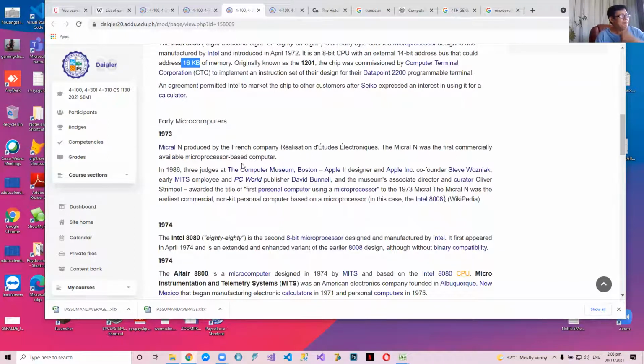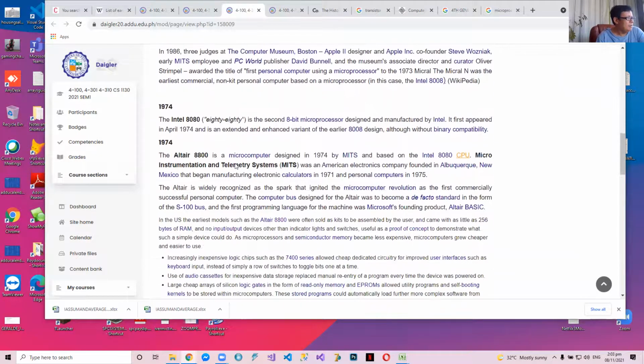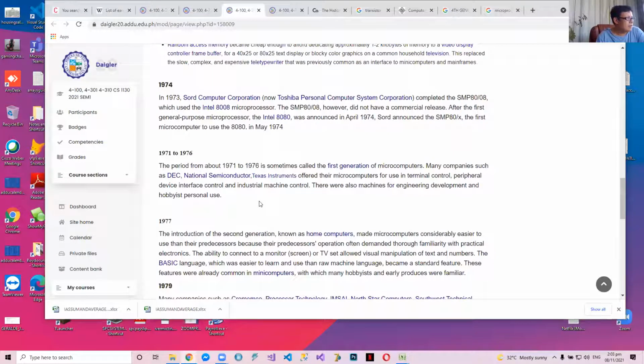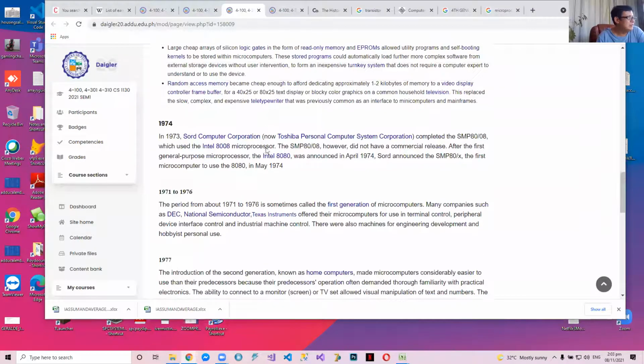Microcomputers, Micral-N. Okay, the first commercially available microprocessor-based computer in 1973. Remember, 1976 yung Apple, no? Okay, so from 1971 to 1976, terminal-based minicomputers, no, were popular. But when you say microcomputers, you only have one single terminal, no?